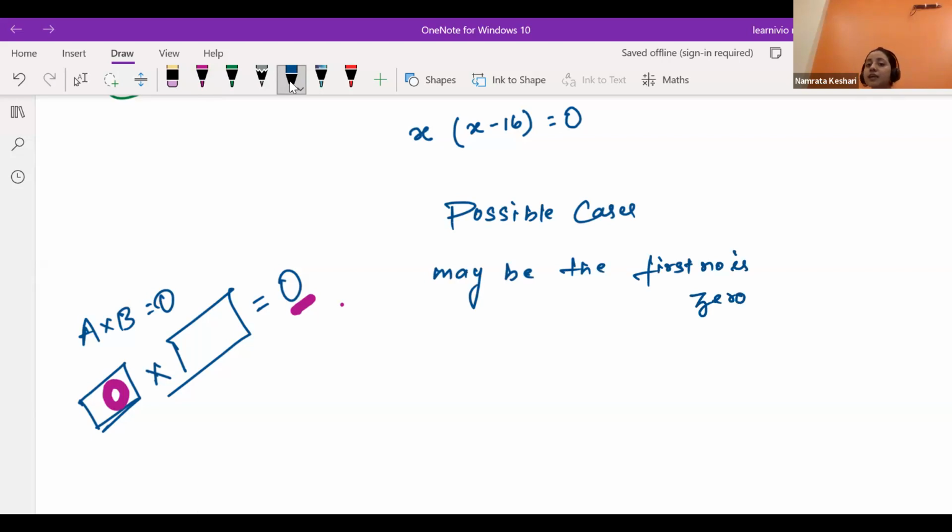Why are we guessing maybe the first number is 0? Because the result is 0. If the product of two terms is 0, then the possibility is that maybe the first term is 0 or maybe the second term is 0. The product of any two numbers will never be 0, even if you take a decimal, negative or positive number. Multiplication will only be 0 when one of the numbers is 0. So maybe this 24 is 0, then only the result will be 0.